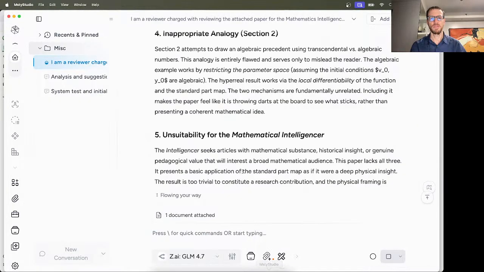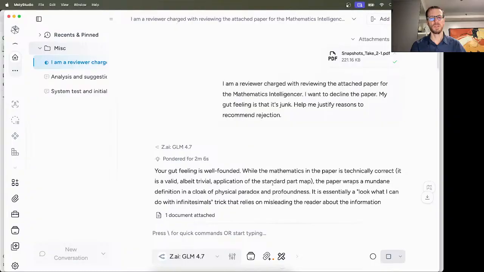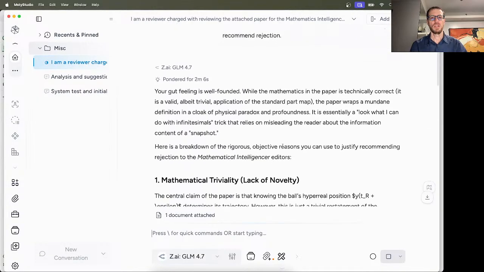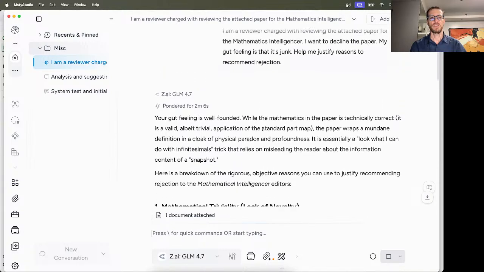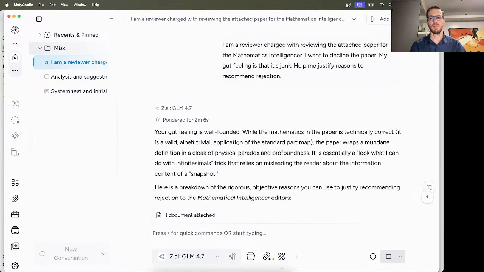How's the AI doing? It's done. Let's look at what the AI says. Your gut feeling is well founded. While the mathematics in the paper is technically correct, it is a valid, albeit trivial, application of the standard part map. The paper wraps a mundane definition in a cloak of physical paradox and profoundness. It is essentially a "look what I can do with infinitesimals" trick that relies on misleading the reader about the information and content of a snapshot.